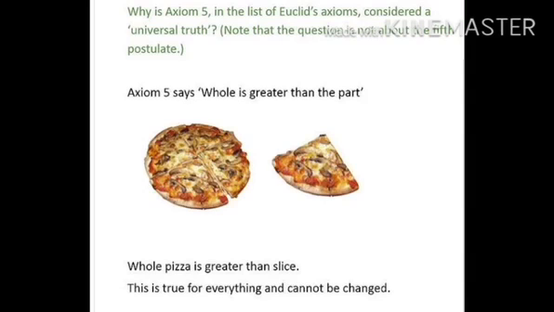Now you see the same Axiom 5. Why is Axiom 5 a universal truth? A whole pizza is greater than a slice. This is true for everything and cannot be changed. That's why Axiom 5 says the whole is greater than the part, and it's a universal truth.